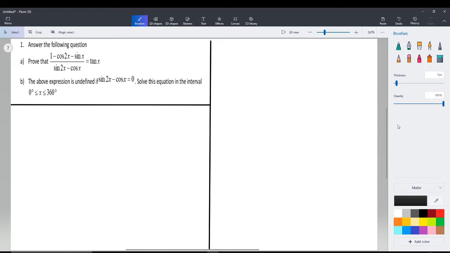Answer the following question. Prove that (1 minus cos 2x minus sine x) over (sine 2x minus cos x) is equal to tan x. It is always easier to work from the long part of the question to the short part. In this case, what I mean is it's easier to break down the left-hand side so that it matches closer and closer to the right-hand side. So I'm going to try and do that from the left-hand side.